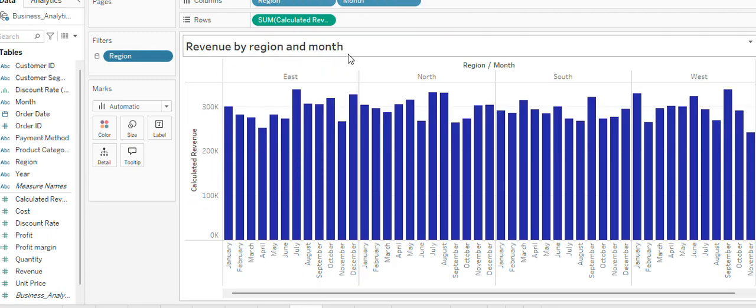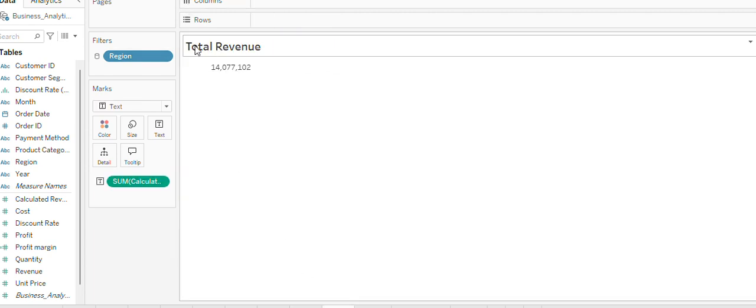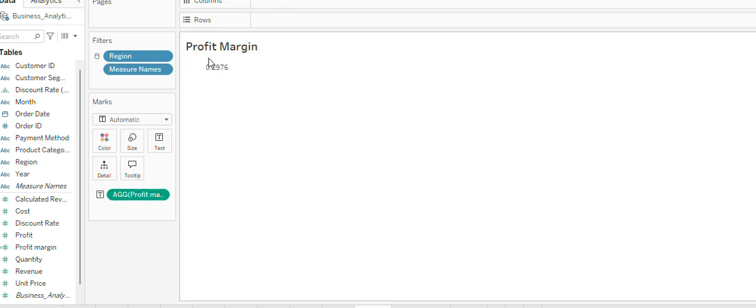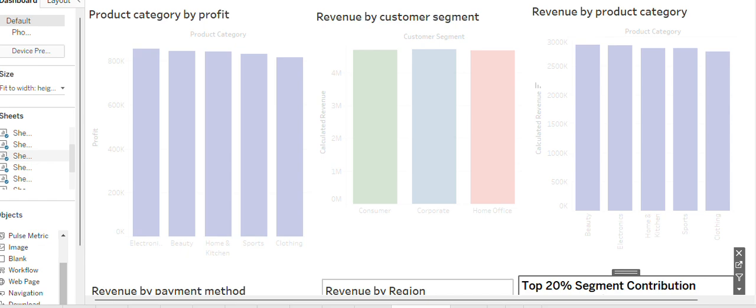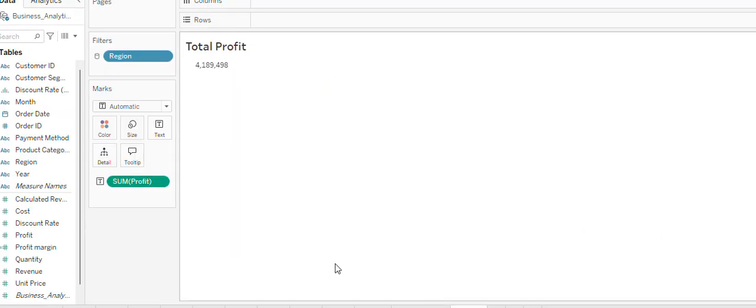Revenue by region and month. Each region for each month. Then here we have the total revenue. We have the profit margin, which is 29.76%. Before that, we have this is the total profit.